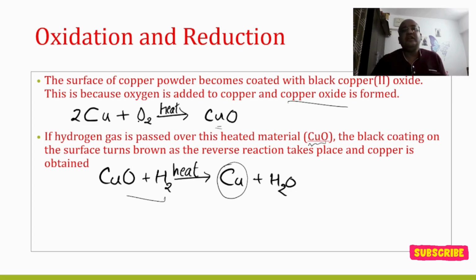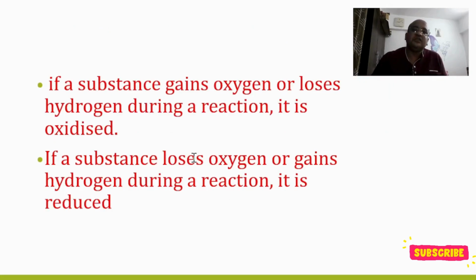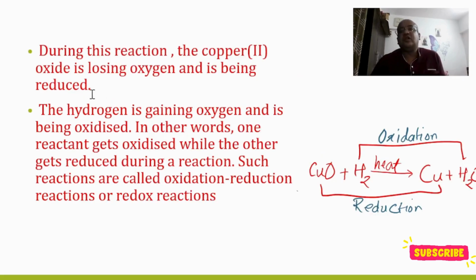Now here we need to see what is happening in the reaction. Before that, let's have a definition for oxidation and reduction. If a substance gains oxygen or loses hydrogen during a reaction, it is oxidized. We all agree to that, right? If a substance loses oxygen or gains hydrogen during a reaction, it is said to be reduced. So let's see what it's all about.